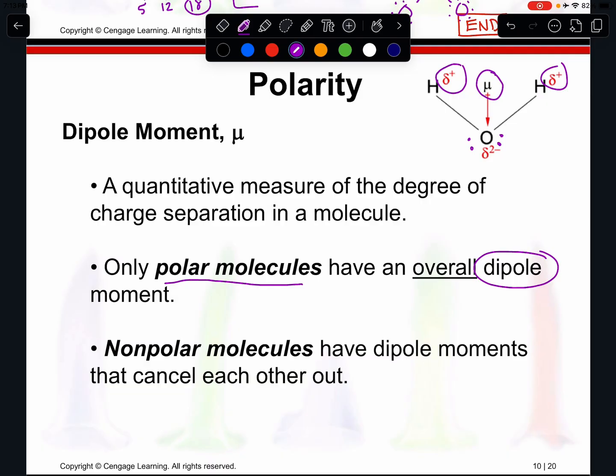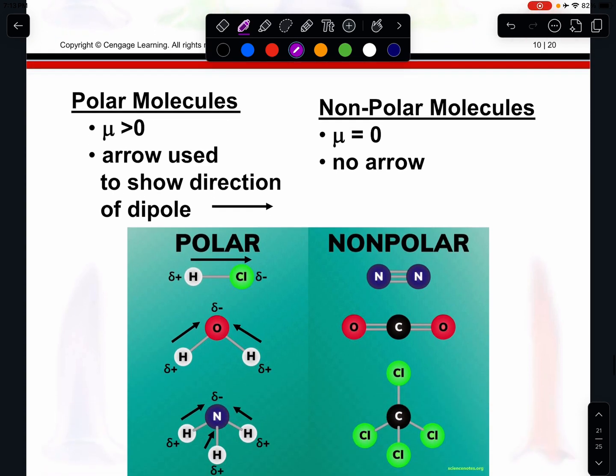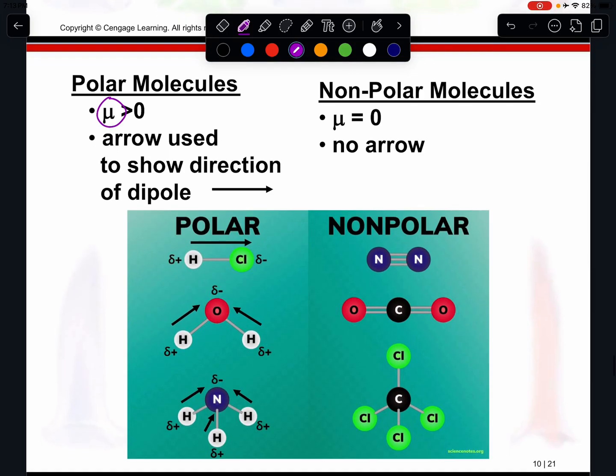Now, a nonpolar molecule can have dipole moments, which means polar bonds. All right, but they actually cancel themselves out overall, and therefore the whole molecule would be nonpolar. So let's look at some examples here. A polar molecule has a dipole moment of a number greater than 0. We will not be calculating this in any sort of way. Sometimes they're just giving you a value.